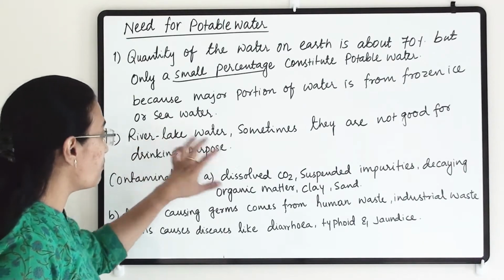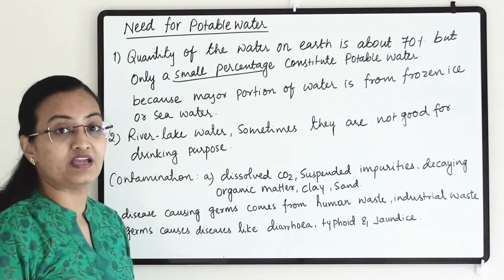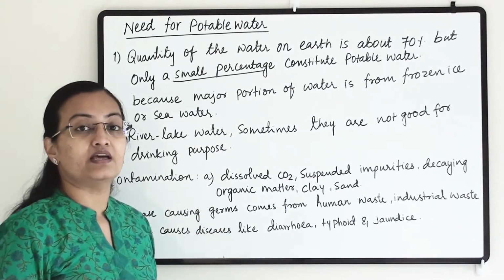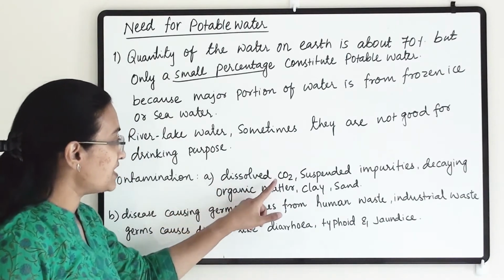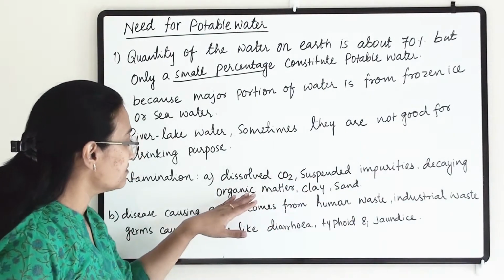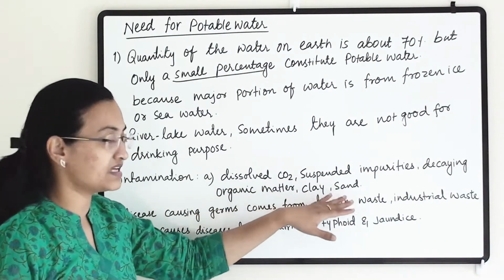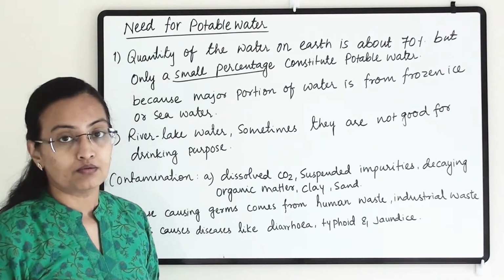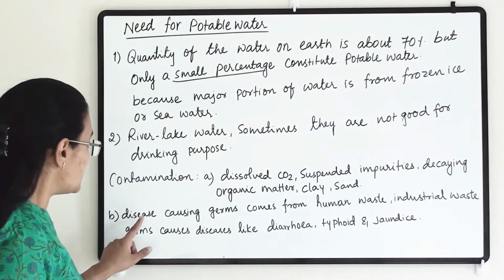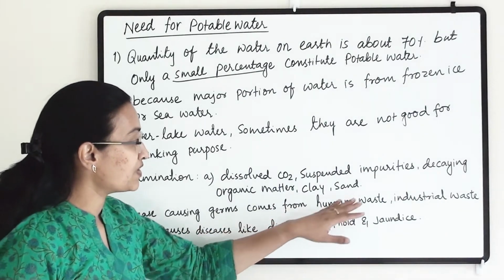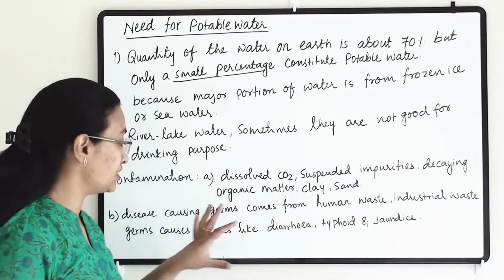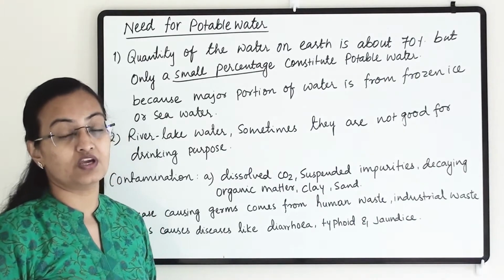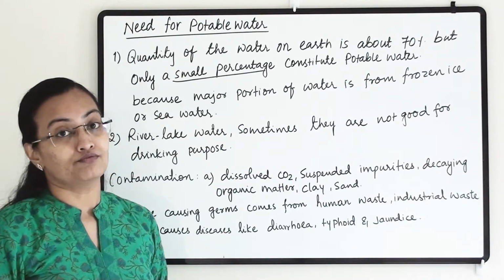Then river and lake water sometimes are not good for drinking because of contamination. What kinds of contamination can there be in drinking water? Dissolved carbon dioxide, suspended impurities, dead and decaying organic matter, clay and sand all get mixed with the drinking water, and then it is no more potable water. Second, disease-causing germs come from human waste and industrial waste. These germs cause diseases like diarrhea, typhoid and jaundice in humans. So they are also considered not fit for consumption.